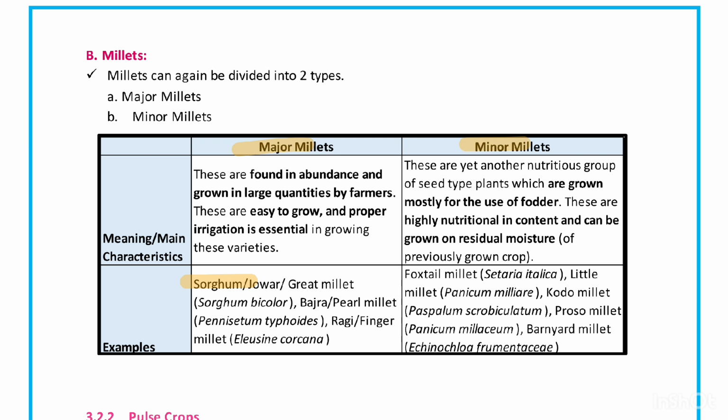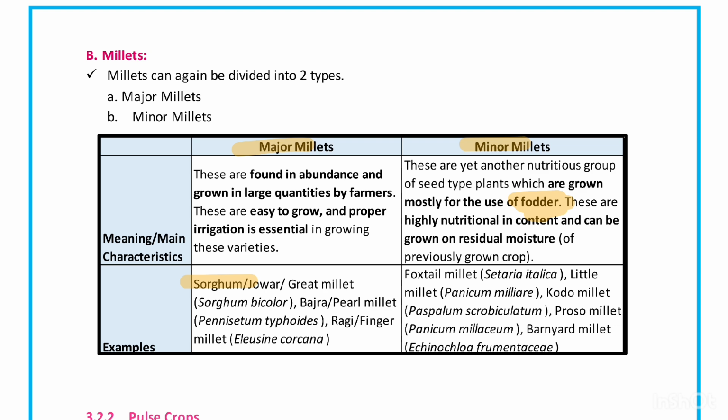But on the other hand, we have minor millets. Basically, these millets are grown for fodder purposes, which means they are used for feeding livestock. Okay, they are not generally used for consumption purposes, but they are useful for livestock. As well as, the water requirement of these millets is very low as compared to the major millets and cereals.